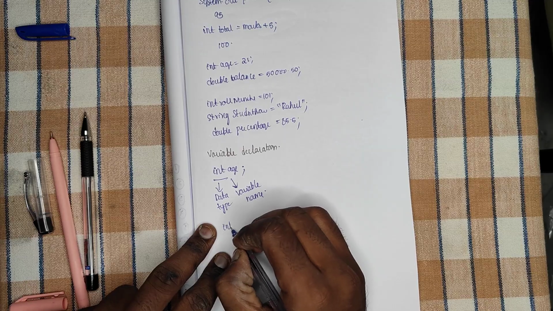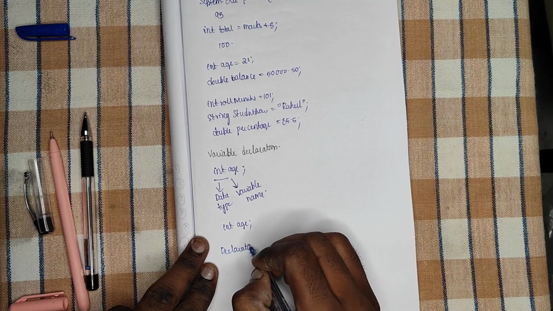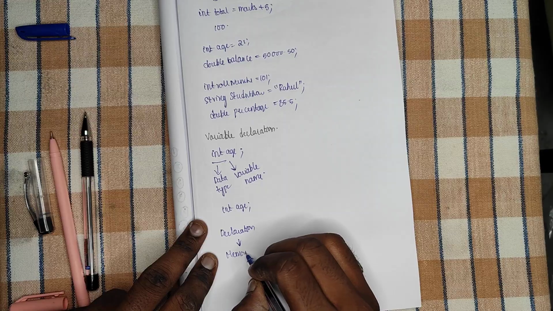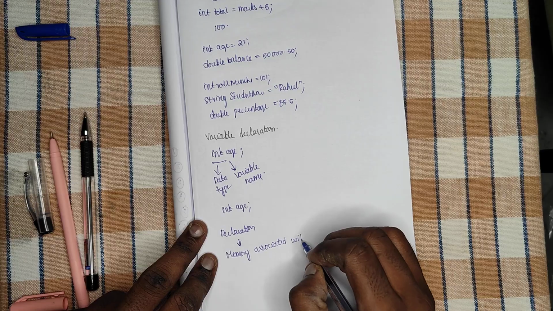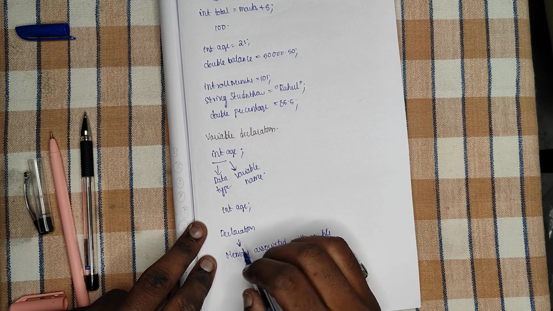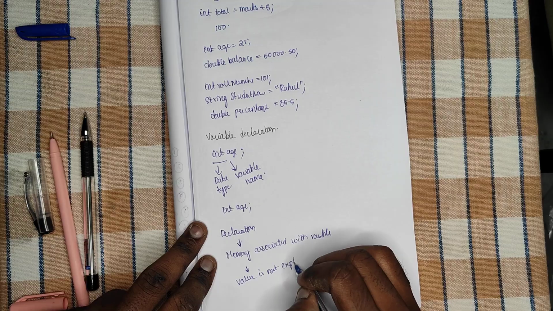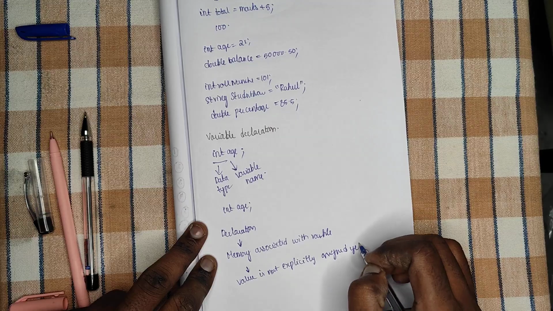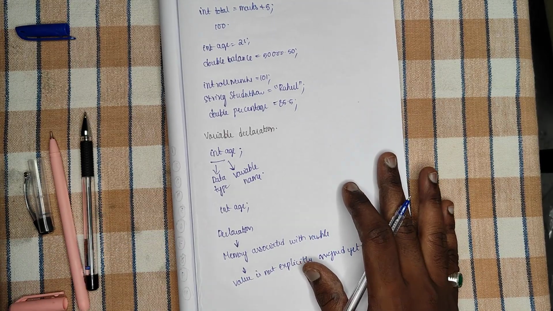So int age is the declaration. Memory is associated with the variable, but a value is not explicitly assigned yet. Please don't get confused by seeing my writing, but you have to understand every word that is coming out of my mouth.